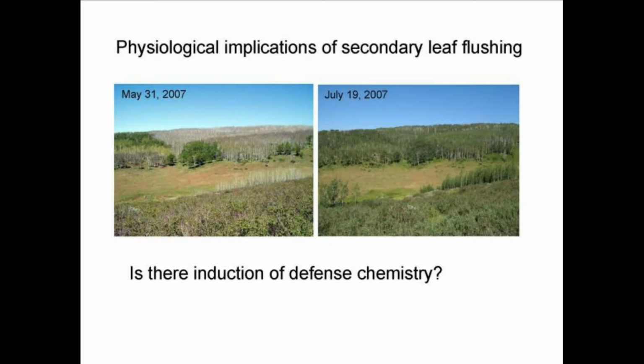The question we were really interested in, though, was, is there induction of defense chemistry? Of course, insect herbivores defoliate aspen, and Rick Lindroth in his lab has shown that you get induction of defense chemistry following a biotic defoliation event. We were wondering, does the same thing happen with an abiotic defoliation event?